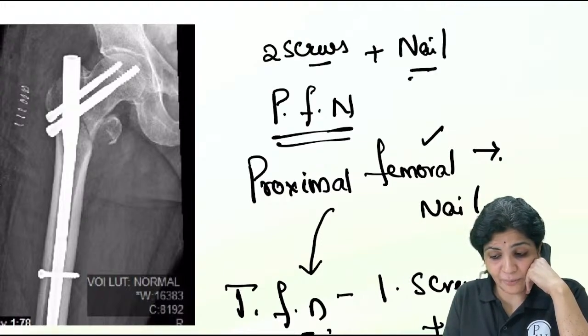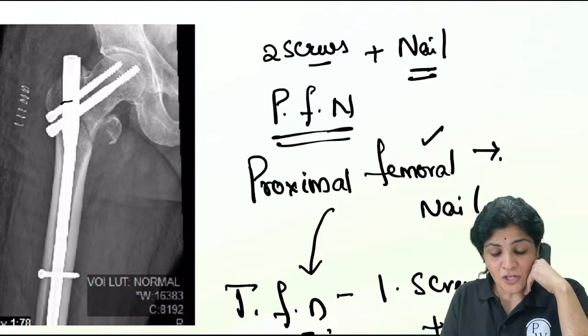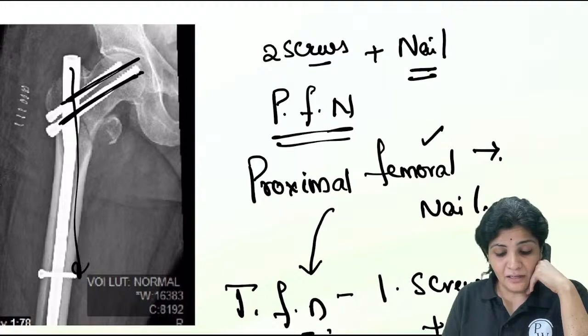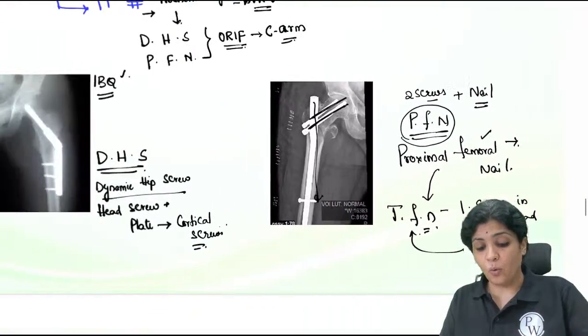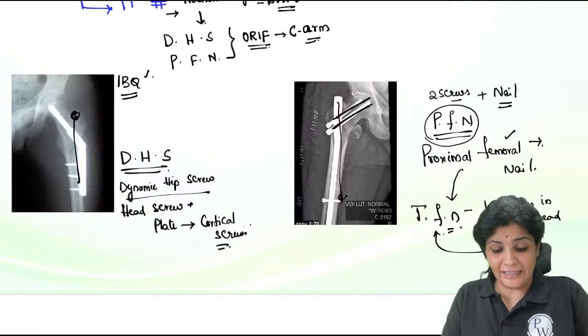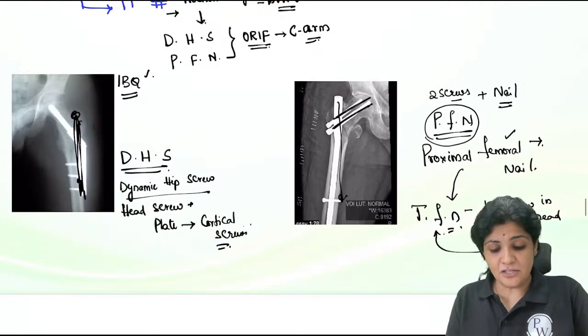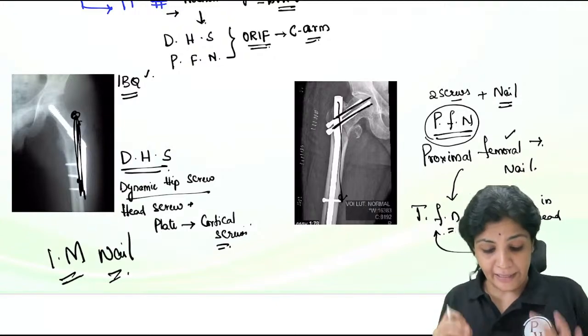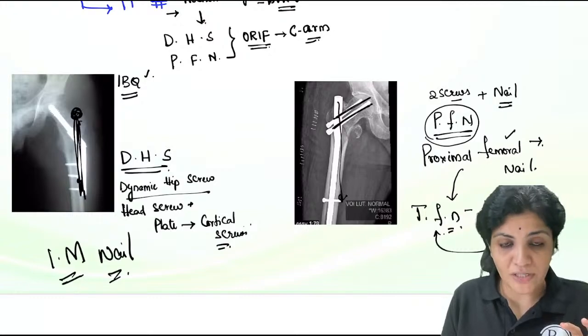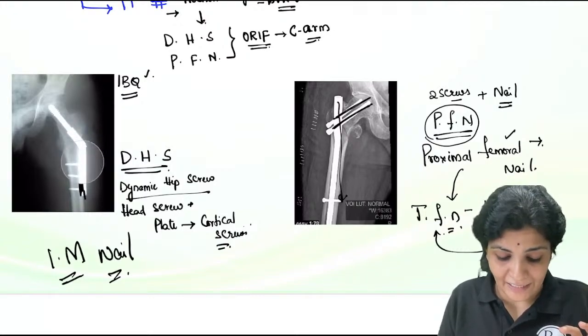See, this is a cephalomedullary nail. Cephalo means screw in the head, right? And then you see a nail, right? So this is called the proximal femoral nail. When you see only a nail like this, with no screw in the head, then this is called the intramedullary nail. Don't get confused, my dear children. An intramedullary nail is one where you don't see any screw in the head, right?